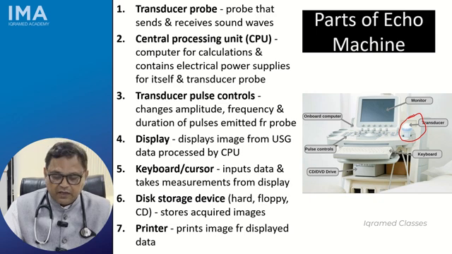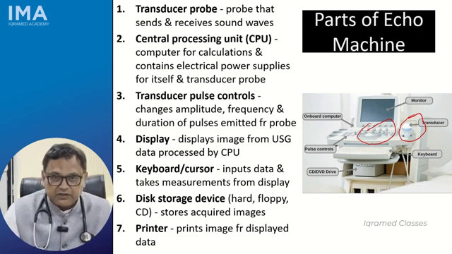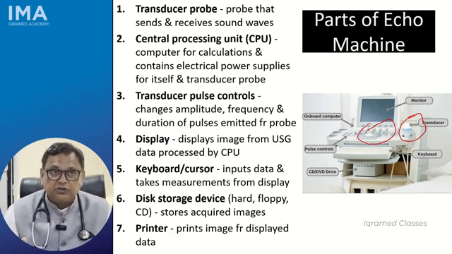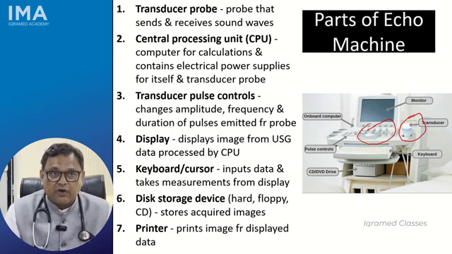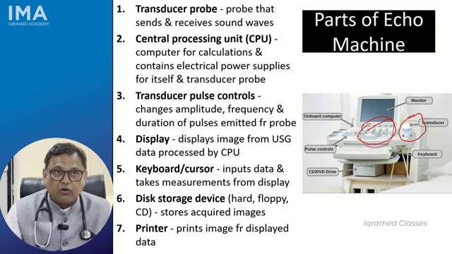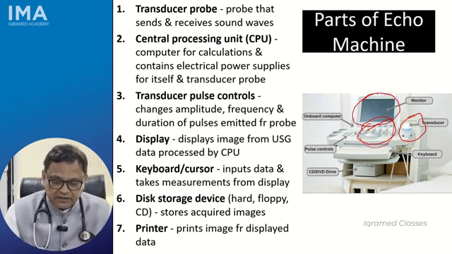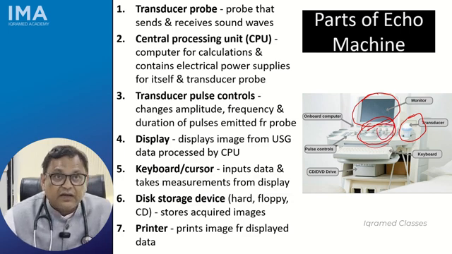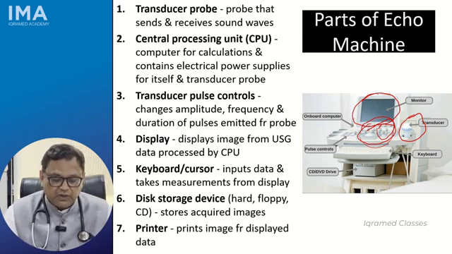the image. Then there are several controls which are here. These controls can control various transducer specifications like the transducer amplitude, the frequency, and the duration of the pulse which can be emitted from the transducer probe. So here are basically the controls for the transducer. Then there is a display, and here is the display which can display the image. Then there is a keyboard, where you can type certain things, you can type the report and so on and so forth.